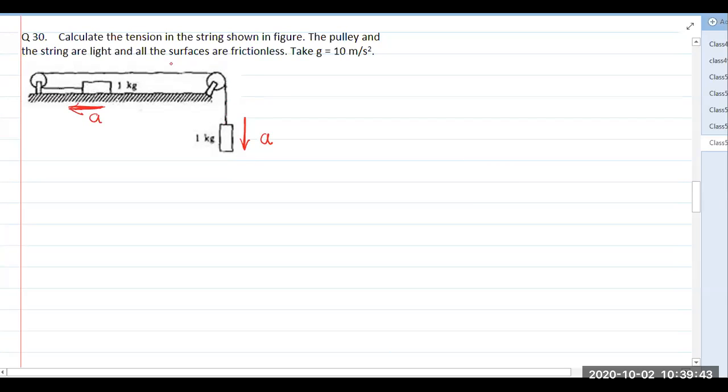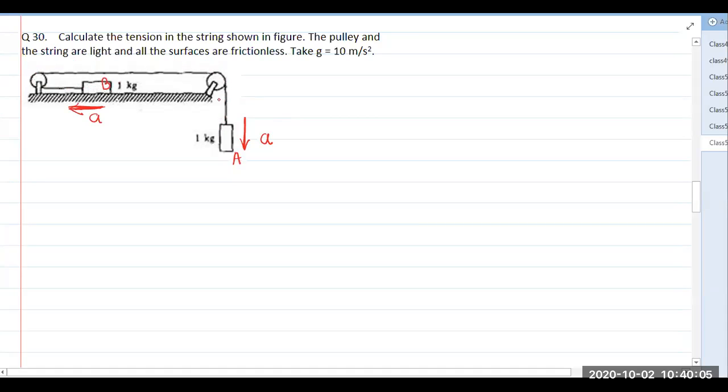Because the same string is going here. Since the same string is going, the acceleration will be the same. Now we can write the equations for these two objects. Suppose we call this object A and this object B.